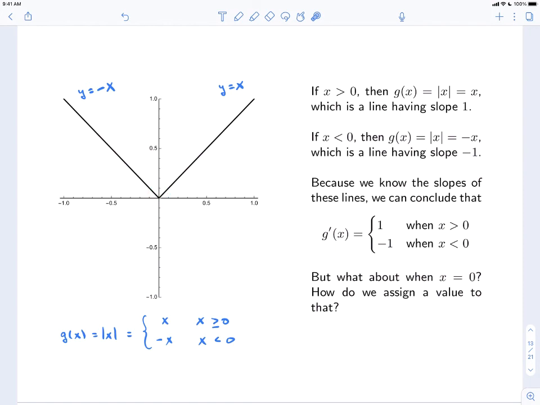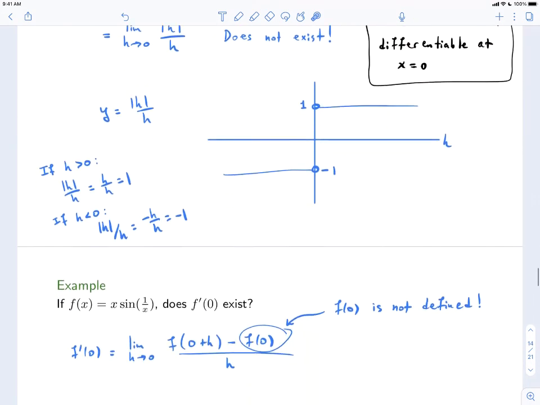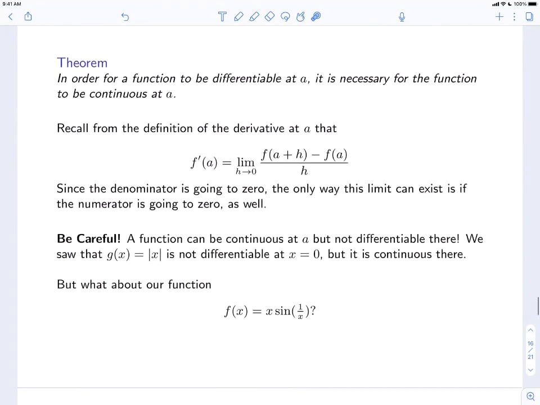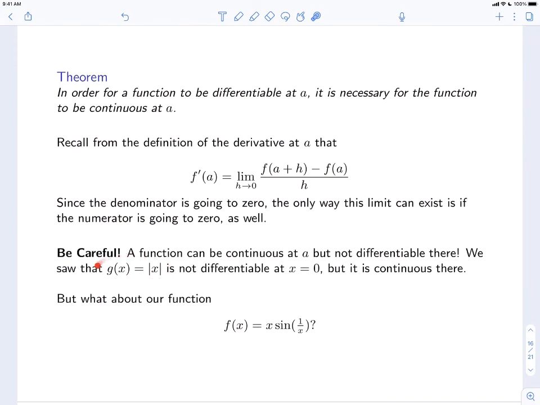This function is continuous because the pieces of this curve connect. It's defined everywhere. There are no holes, there are no jumps, and there are no gaps. But because of this corner point, there was no derivative. Okay, so g at x equals the absolute value of x is an example of a function which is continuous at 0, but not differentiable at 0.